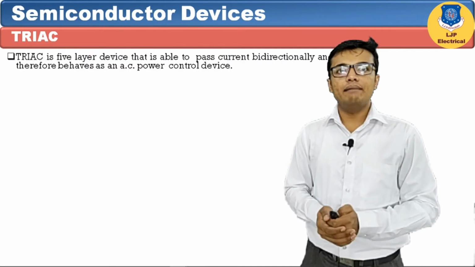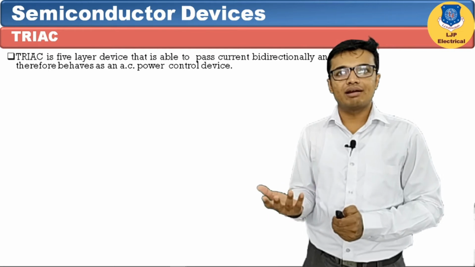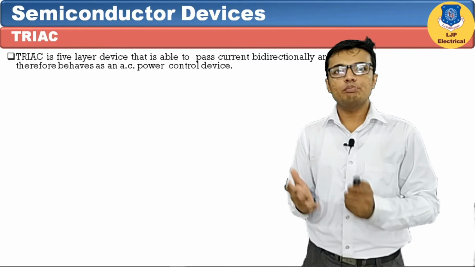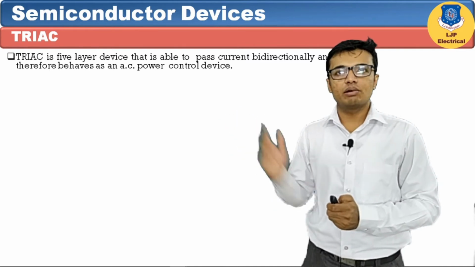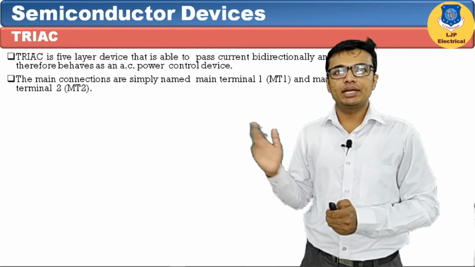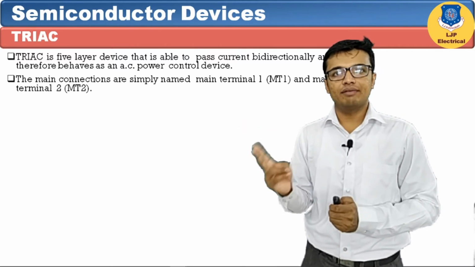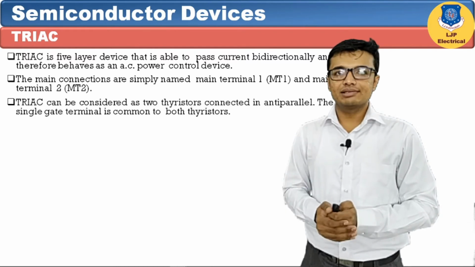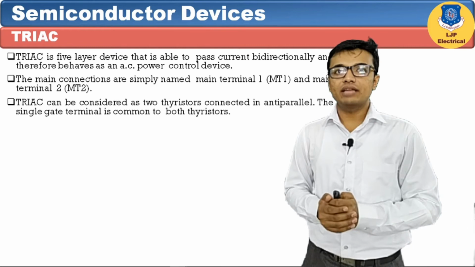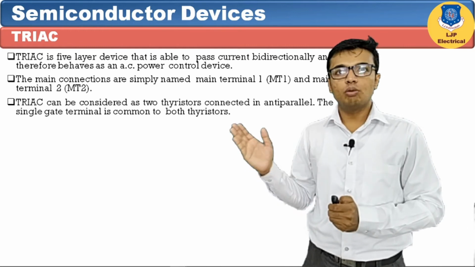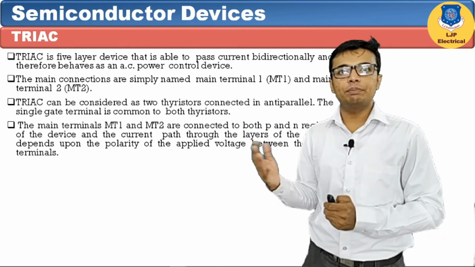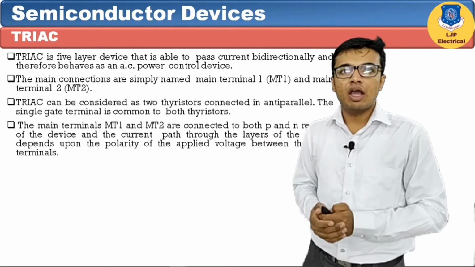Generally, Triac is a five-layer device that is able to pass current in both directions. It means current will flow in both directions and therefore it behaves as an AC power control device. The main connections are simply named MT1 and MT2. It has two main terminals, that is MT1 and MT2. Triac can be considered as two thyristors connected in anti-parallel. The single gate terminal is common to both thyristors. The main terminals MT1 and MT2 are connected to both the P and N type regions of the device.